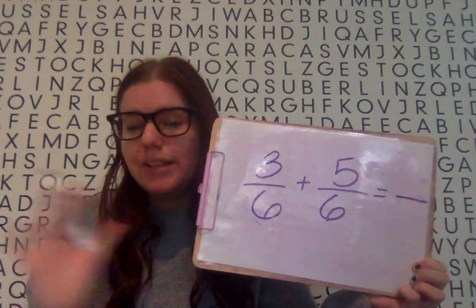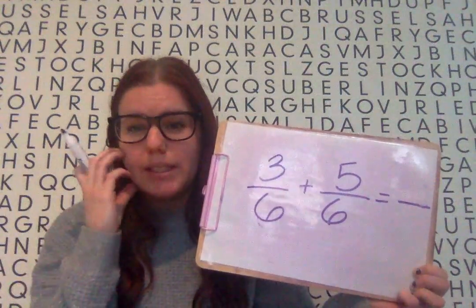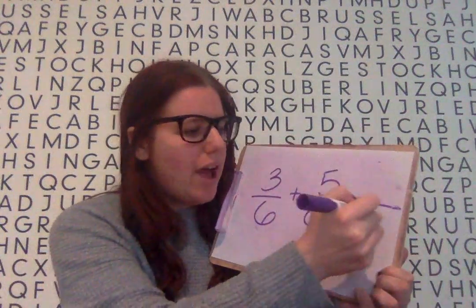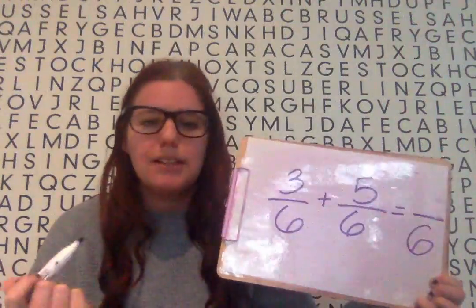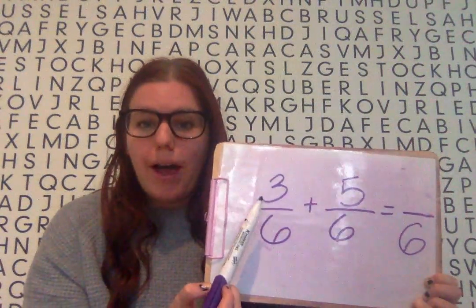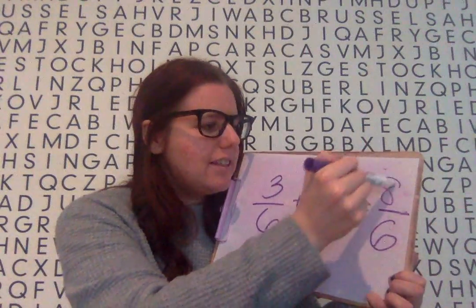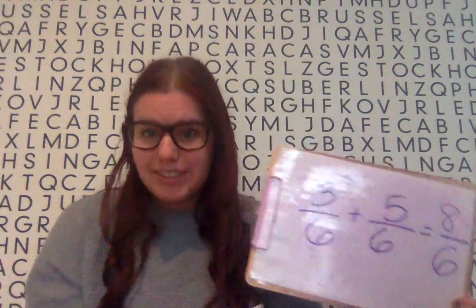Our bottom number is going to stay the same because all it's telling us is how we're breaking our whole numbers into. In this case, we're breaking them into 6. Next, we'll add together our top numbers. 3 plus 5 is 8. So we have 8/6.